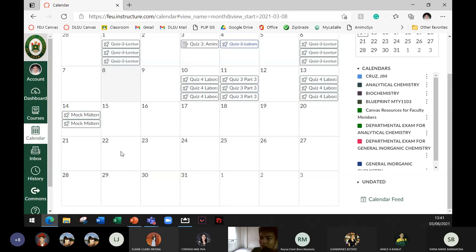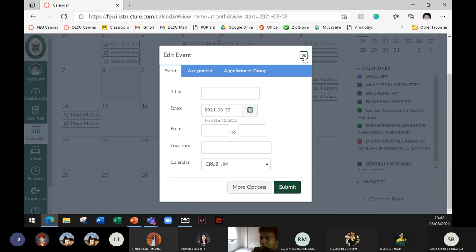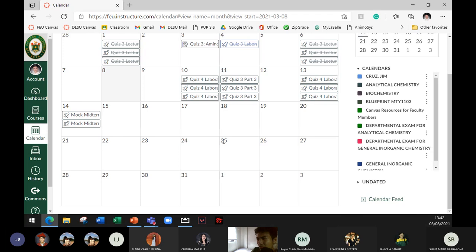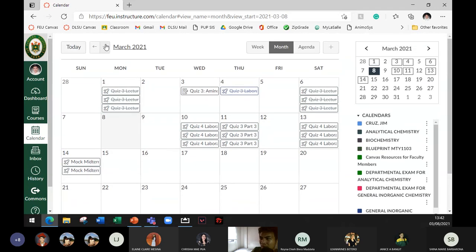And then, by next week, this will be a consultation week. So, we will release your grades, no? Midterm grades, no? And we will tell you on how to improve yung ibang aspects sa inyong assessments. So most likely Monday next week, March 22, ito yung ating consultation. Then we will do regular class meeting by March 25. Then Holy Week to March 28 until the next week.